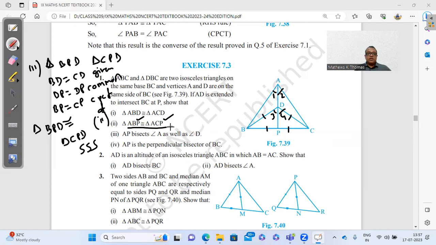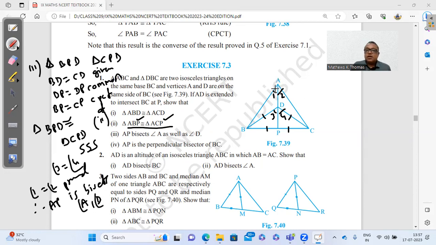So once we prove this triangle is congruent, we can say 3 equal to 4. So if 3 and 4 are equal, 1 equal to 2 we had already proved. So 1 equal to 2, 3 equal to 4. Therefore, what can we say? That AP is bisecting angle A as well as angle D, because 1 is equal to 2 means AP bisects angle A, and 3 equal to 4 means AP is bisecting angle D. So this is the third part.